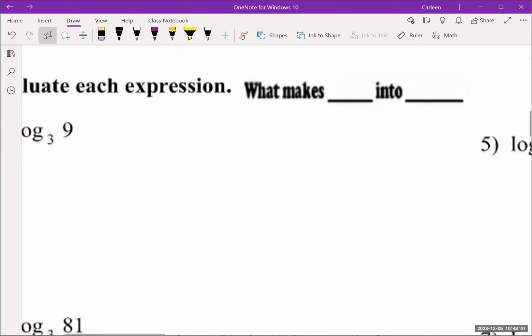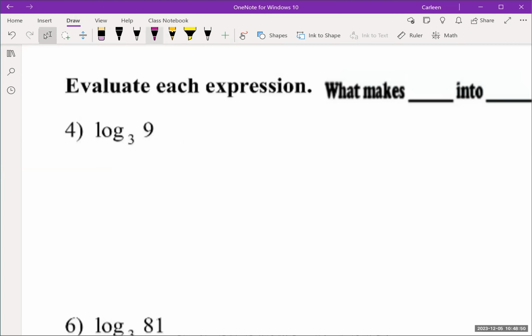Now we're asking the question, what makes a 3 into a 9? What exponent makes a 3 into a 9? So we are going to convert it to exponential form, but as you get better and better, and as you take higher math classes, you're going to start thinking, what makes a 3 into a 9? I don't know. So I'm going to put an X over here.